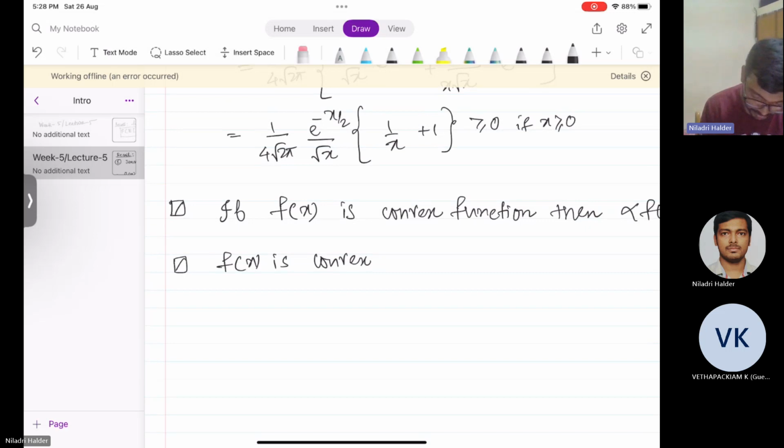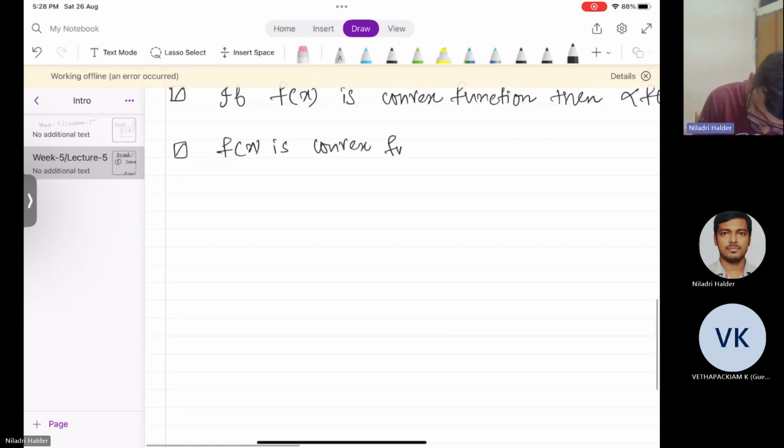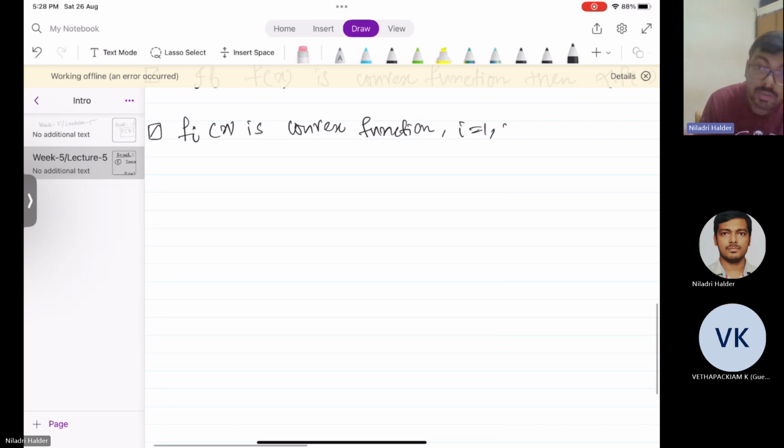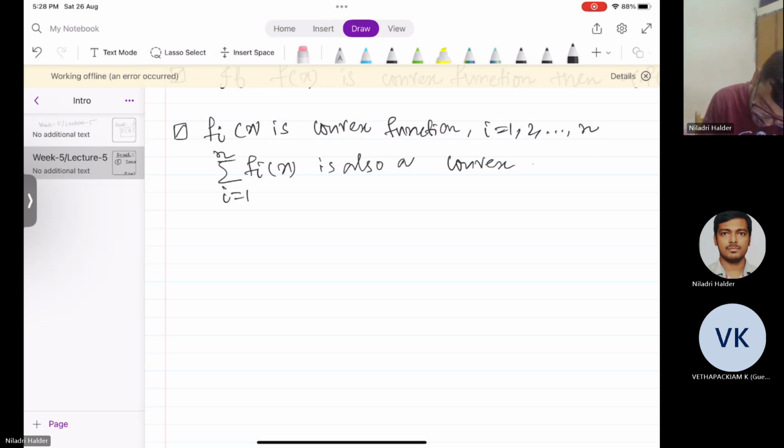So how do we check convexity quickly? Let us not take f(x), but some different f_i(x), where f_i is the ith function, for i equals 1, 2, ..., n. For each and every i, f_i(x) is a convex function. Then the summation of f_i(x) over all i is also a convex function.